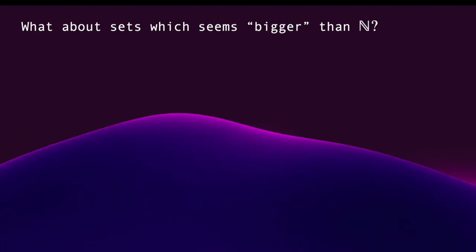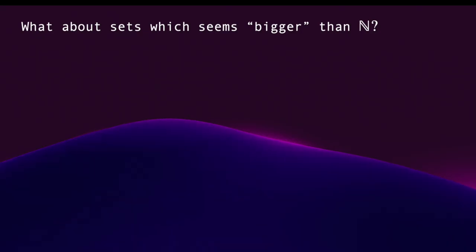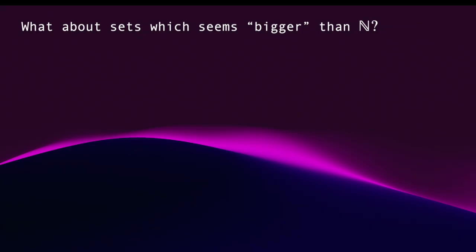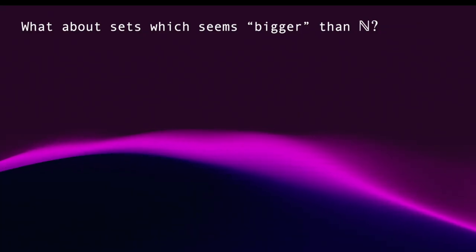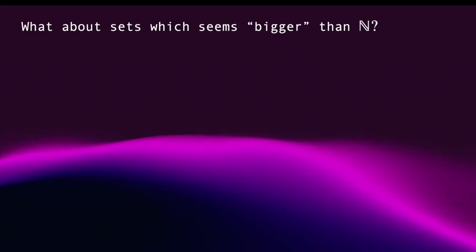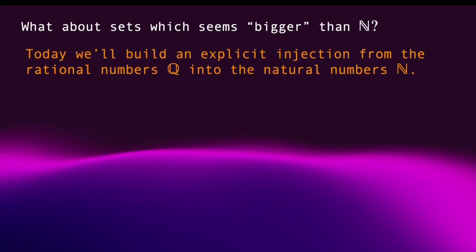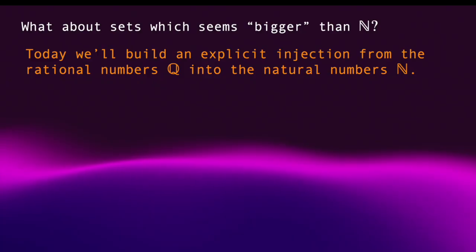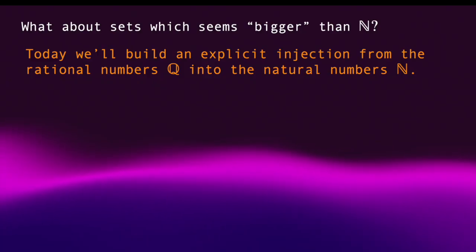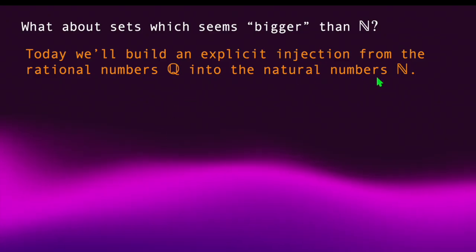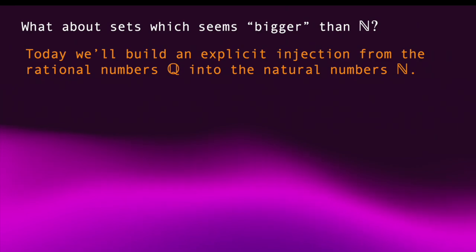But now, what happens if we have some sets which seem bigger than N? For instance, relative integers, rational numbers or real numbers. In today's video, we will build an explicit injection from the rational numbers, Q, into the natural numbers. And actually, we will show that Q is countable.